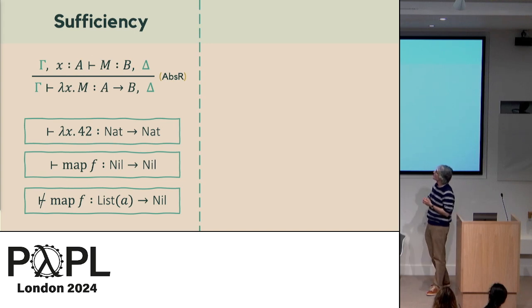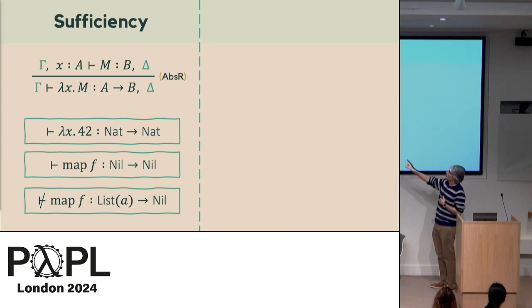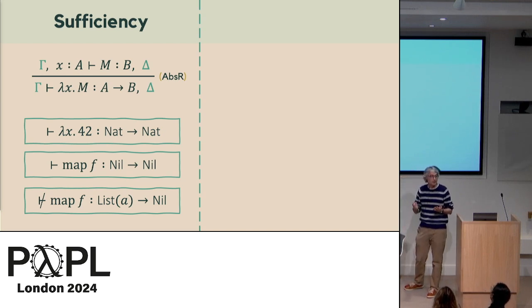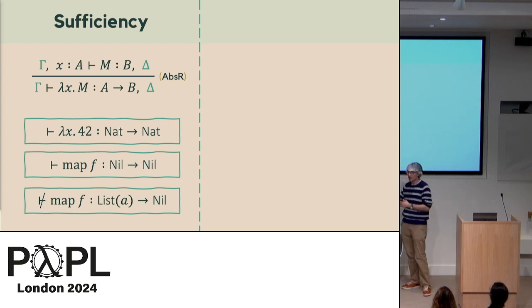It's about sufficiency. So for example, the constantly 42 function, of course, if you want to obtain a nat from it, then it suffices to give it a nat. The map f expression, if you want to obtain an empty list from it, it suffices to give it the empty list. But it doesn't suffice to give it any old list.